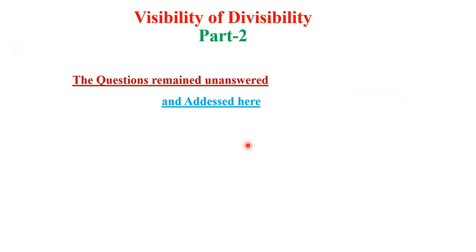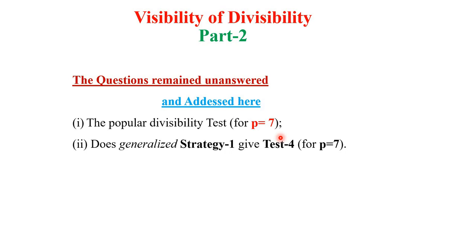But in part 1, we have left some unanswered questions, and they are addressed here in the part 2 video. Say for example, the question was: what about the popular divisibility test for p equal to 7, that we have not seen in part 1, and whether we can apply our device strategy 1 for, we can say, test 4, that is for prime 7? Can we apply it? And more importantly, how does strategy 1 that we presented in part 1 work? So what is the mathematical rationale behind strategy 1? This will be answered.